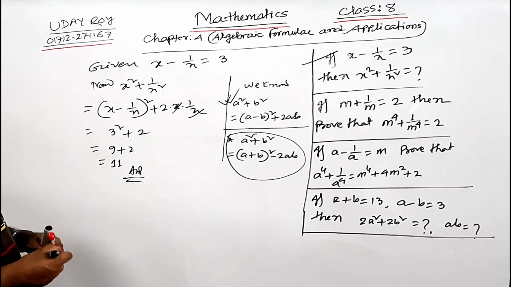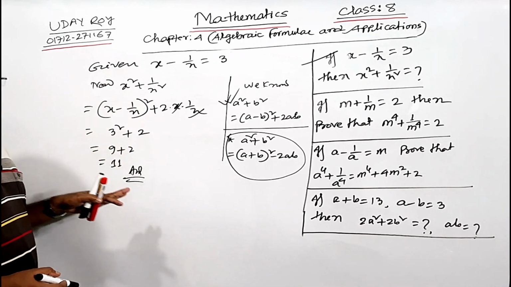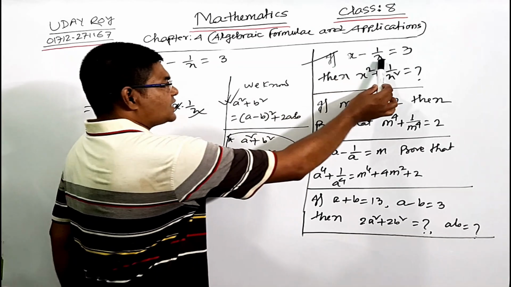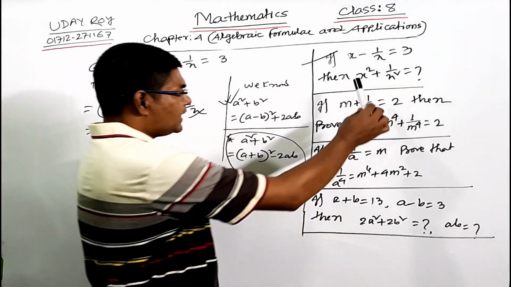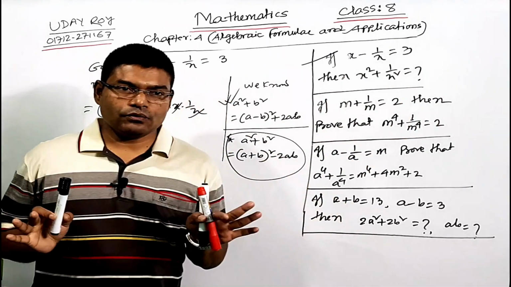So we have, if we can see, x minus 1 by x equal to 3, x square plus 1 by x square equal to what?